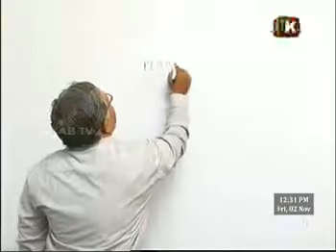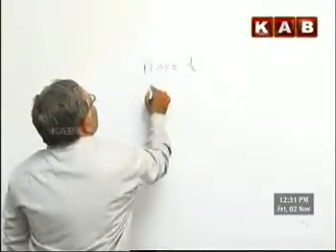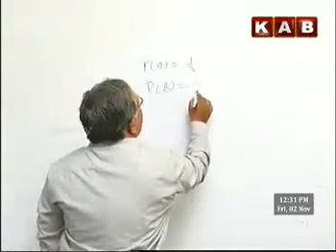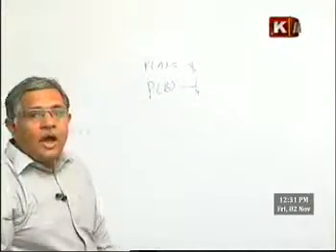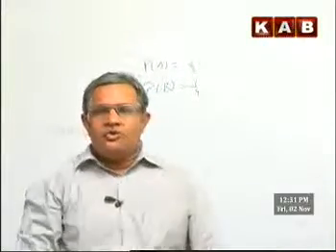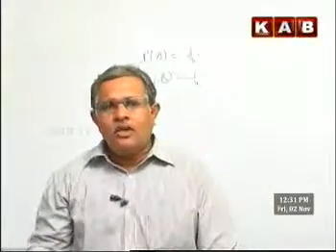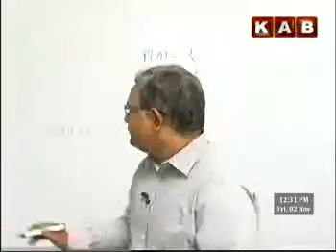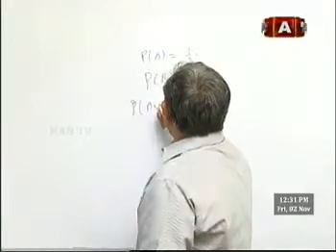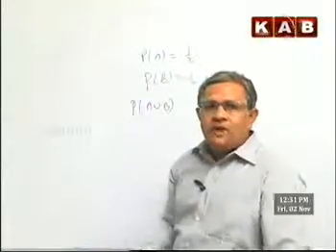Probability of A is equal to 1 by 3. Probability of B is equal to 1 by 4. What do you want to happen? You want the problem to be solved, whether solved by only A or solved by only B or solved by both. So, you need at least one of them solving the problem.